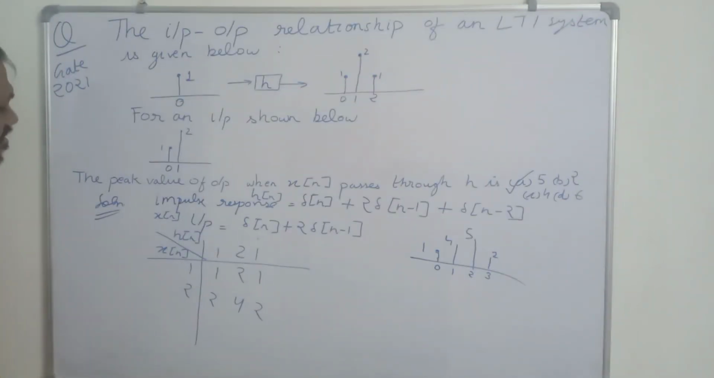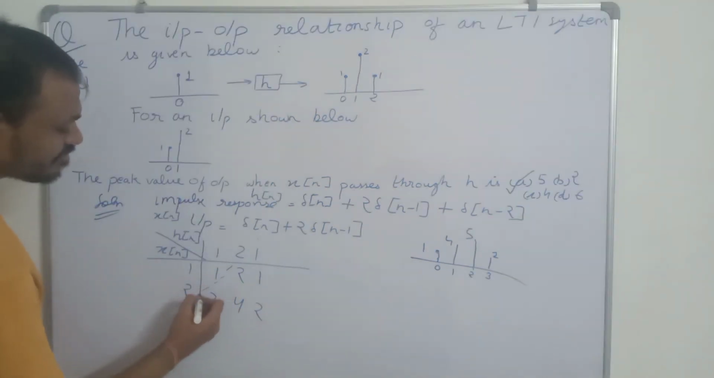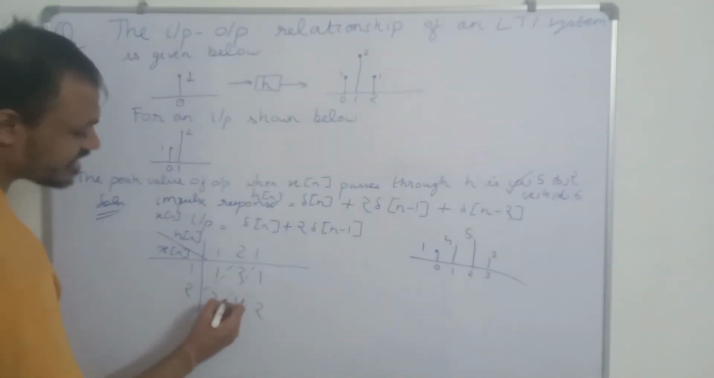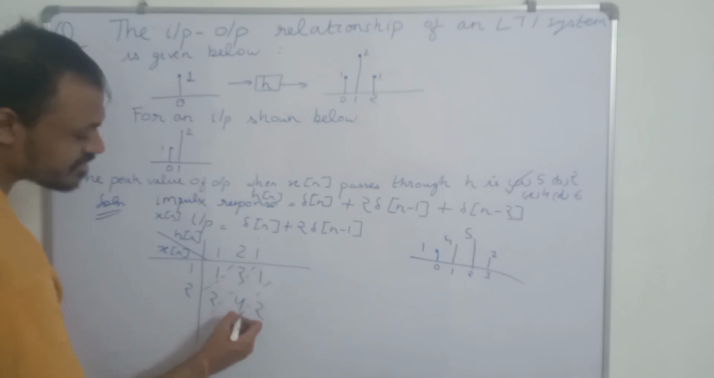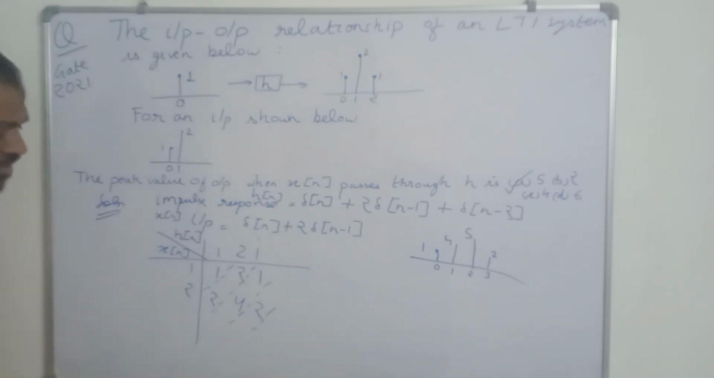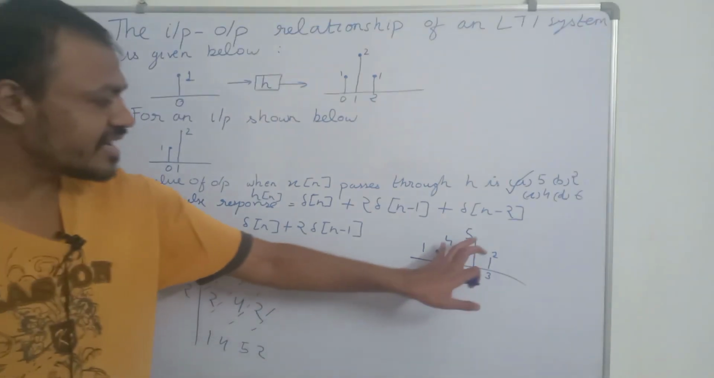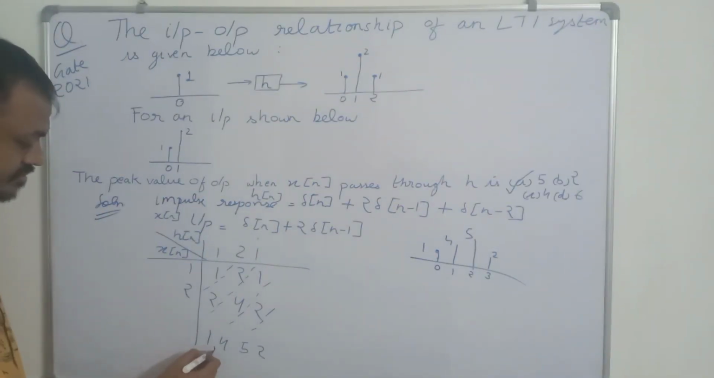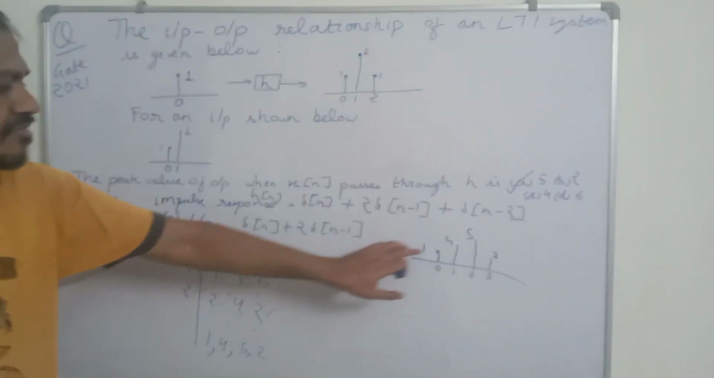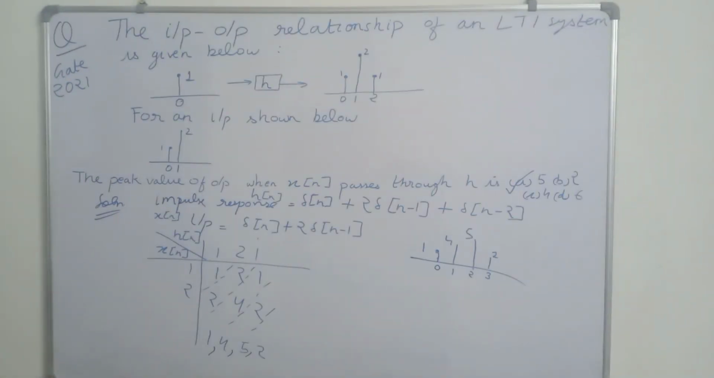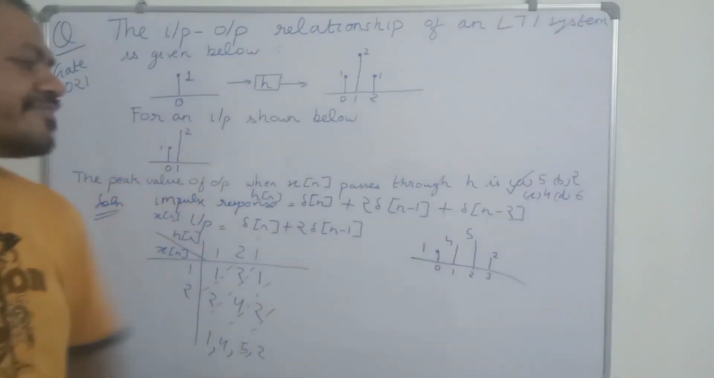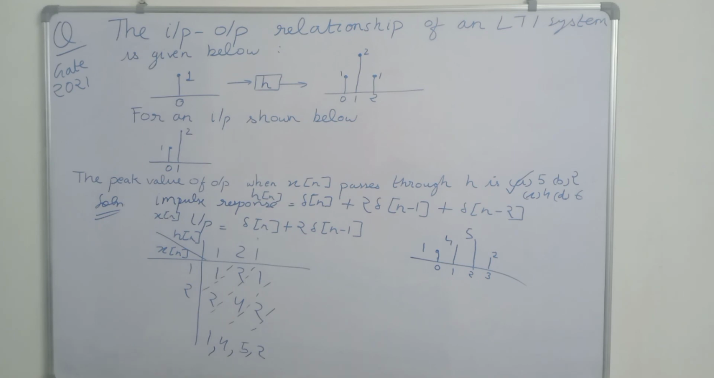Now form the groups. The first group will consist of 1, the second group will consist of 2 and 2, the third group will consist of 4 and 1, and the fourth group will consist of 2 only. So 1, 4, 5 and 2. Again we are getting the same output, 1, 4, 5 and 2. So with this method also the peak value is 5 only. So the correct answer is 5, option A.